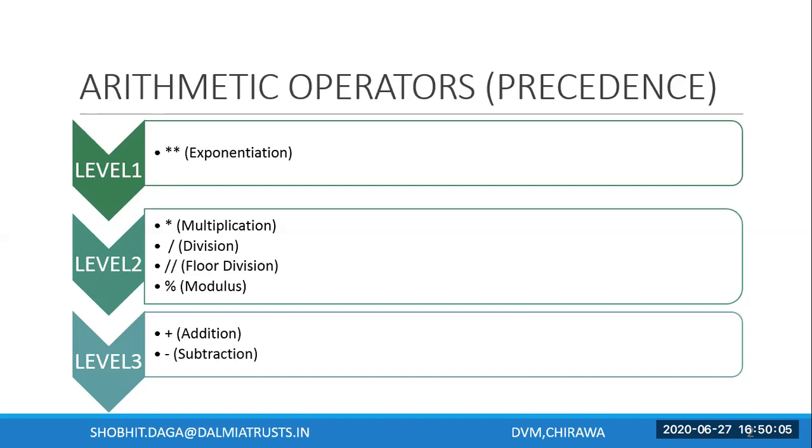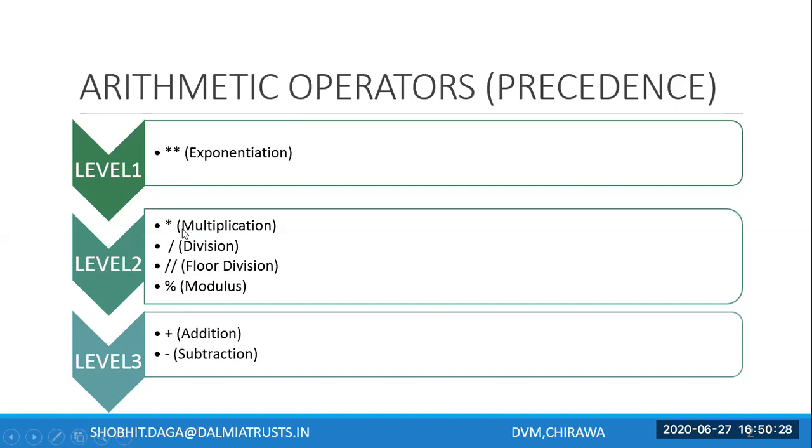They have been defined in terms of precedence. The double asterisk symbol comes at the very first level of precedence; that is, it has the highest level of precedence. If there is a mixed expression which has the exponent symbol along with multiplication and addition, this is the first operation that should be performed.